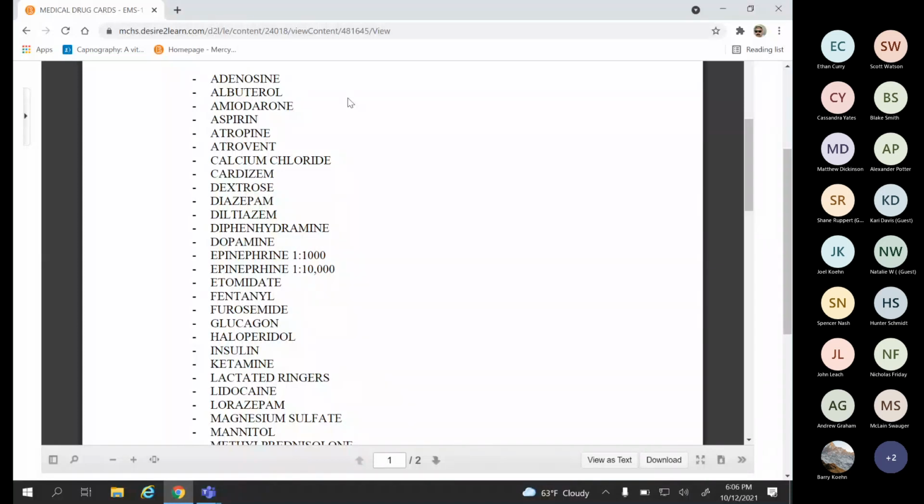First medication that we're going to cover is adenosine. Can anybody tell me what they think adenosine is used for? SVT.